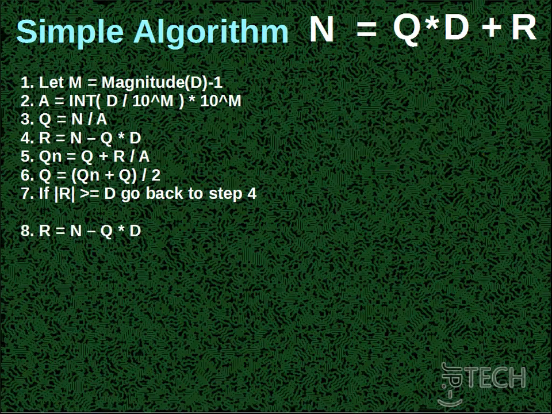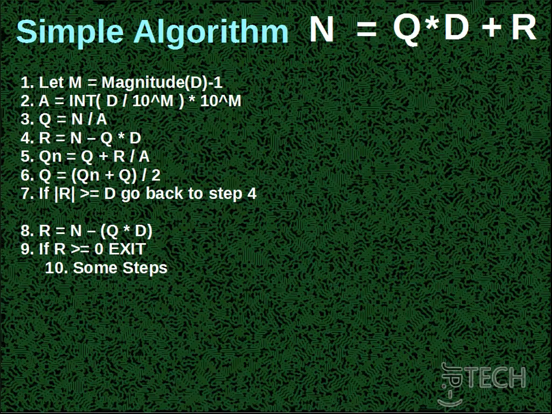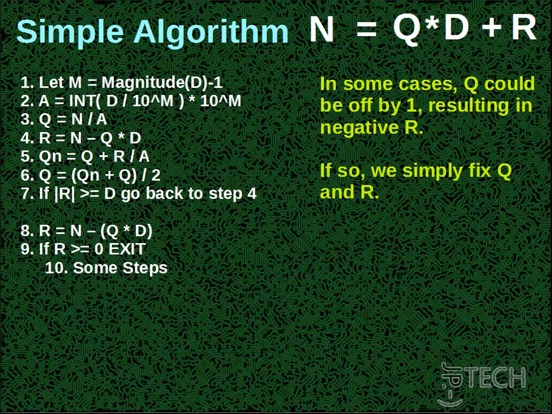In most cases, r contains a junk value. We have to do one more calculation for r in order to find the right value. In some cases, r can be negative. What this indicates is that q is off by 1. If r is greater than or equal to 0, then we're done. If not, then we have to perform some steps.